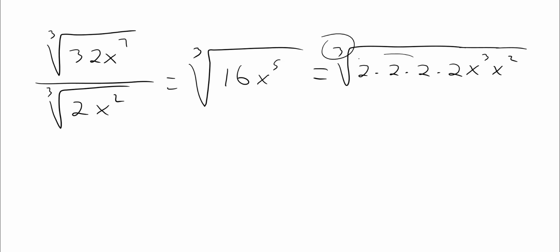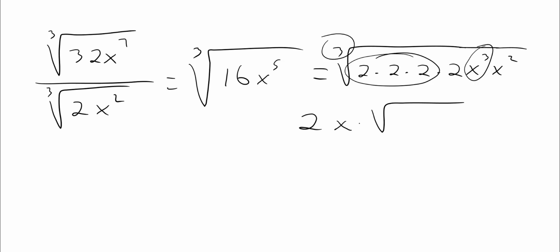So you're looking for 3 of a kind here, 3 of the 2's. So I can bring the 2 out, and I can take this guy out here too. The cube root of x cubed is x. Okay, and what do I have left over? I have this left over and this left over. So inside you get 2x squared, and that's my final answer.